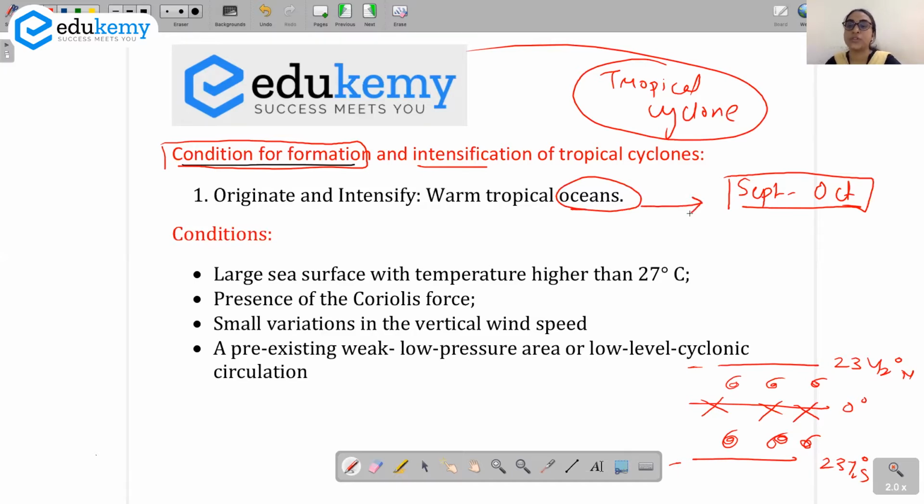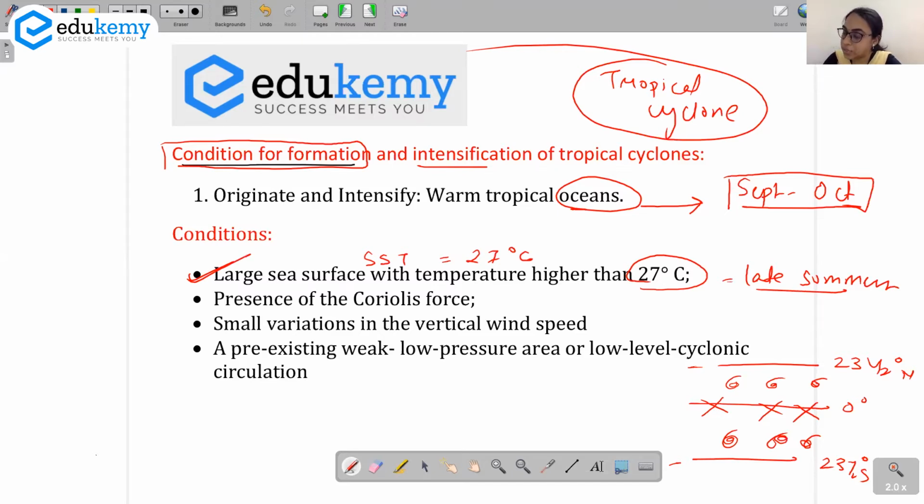So what are the conditions which are required for the formation of the tropical cyclone? The first is the high sea surface temperature, nearly about 27 degrees Celsius. As we know that ocean actually warms up slowly. So ocean warms up to 27 degrees Celsius in the late summers. Therefore, one condition for the formation of the tropical cyclone gets fulfilled in the late summers.